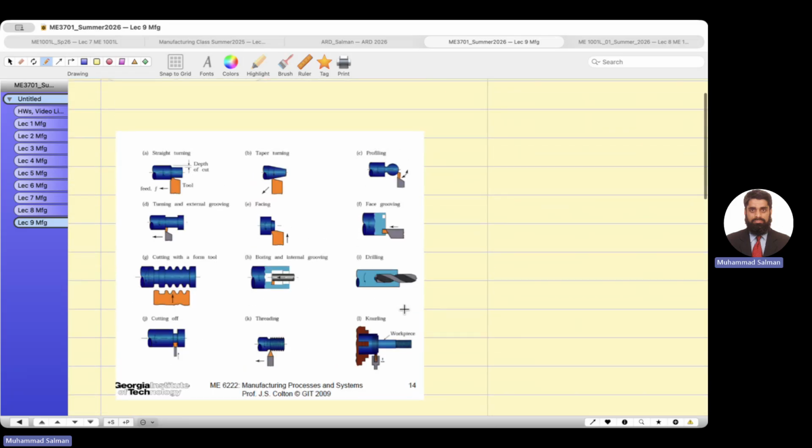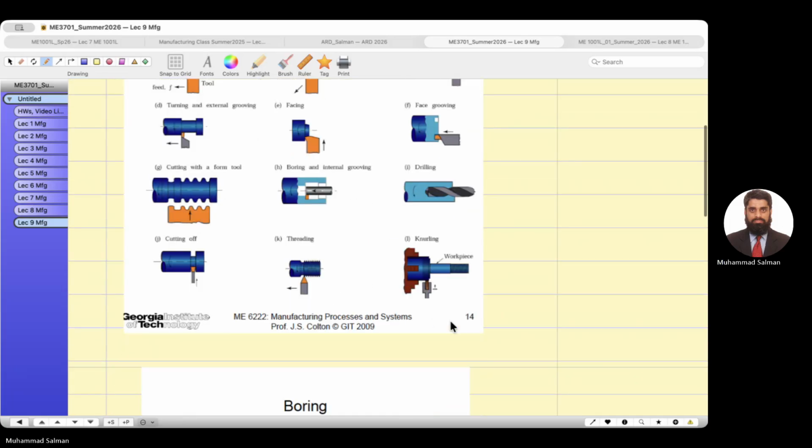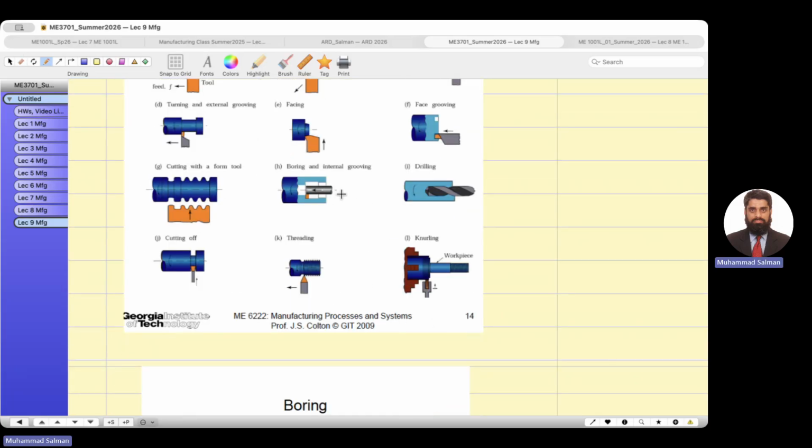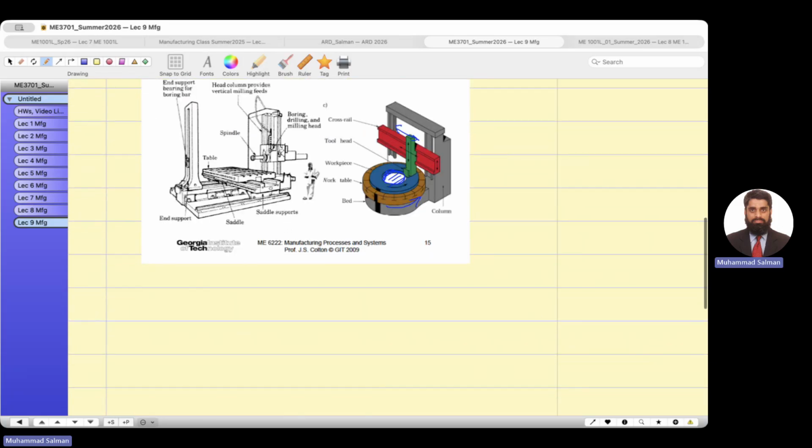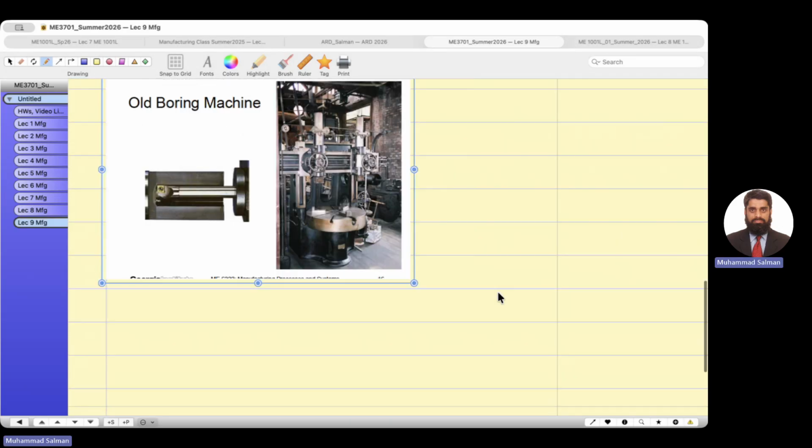Even the boring can be performed by the lathe machine. You insert this tool into the tailstock, and this has a bit, and it rotates. This workpiece rotates, and you just keep on inserting inside, and with the depth of cut you can increase the internal diameter of the workpiece. So now an old boring machine can be seen here.